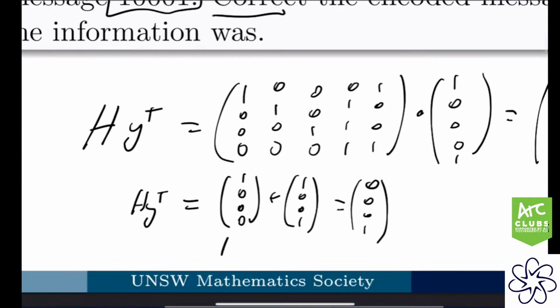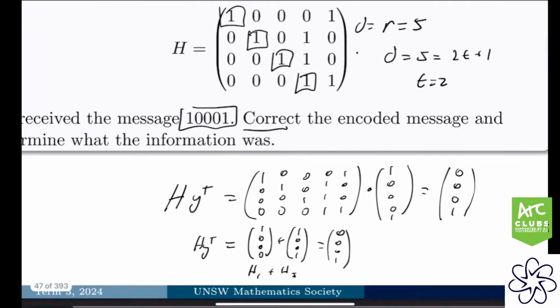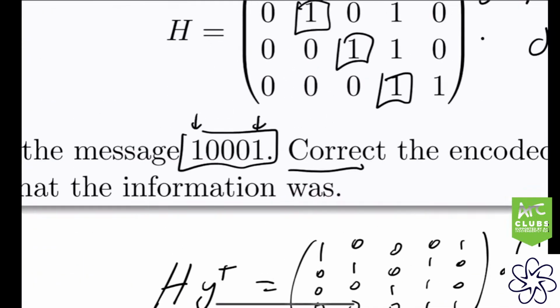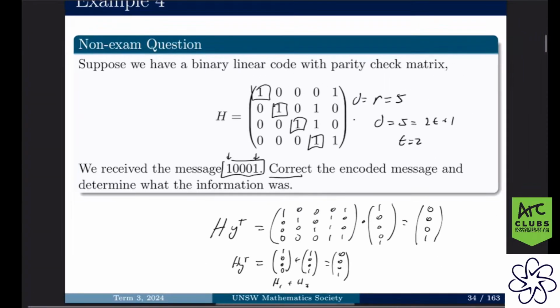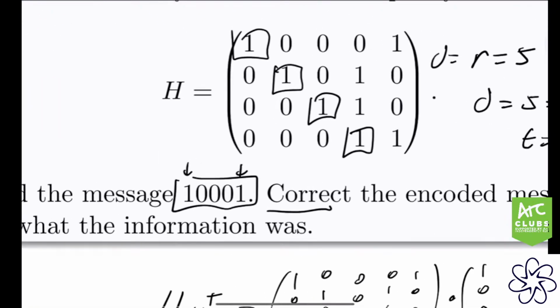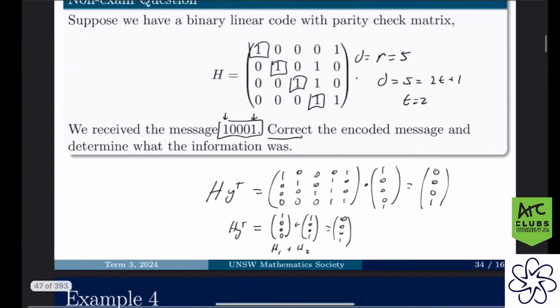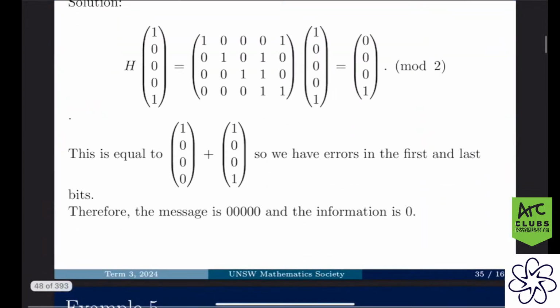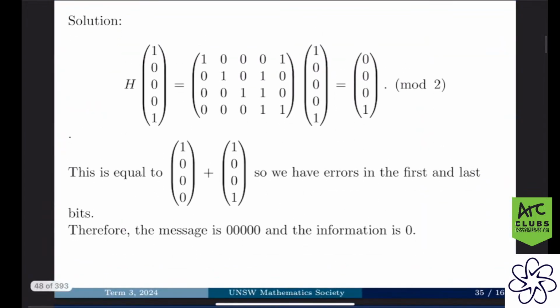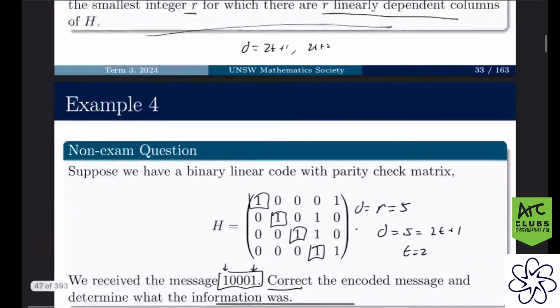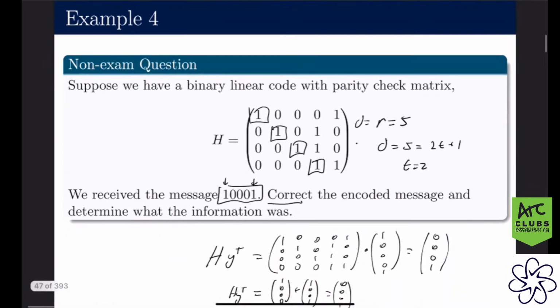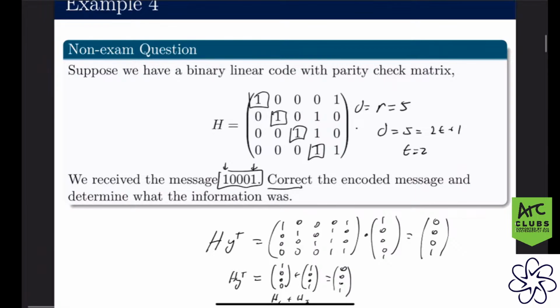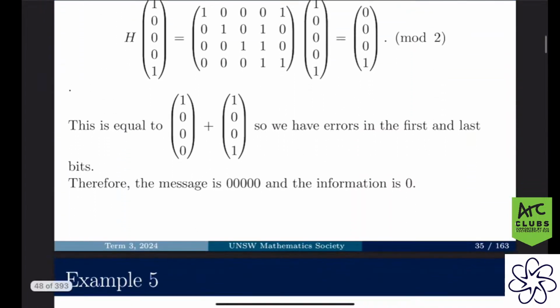And these are going to represent the 2 errors that we can correct, right? So since this was H1 plus H5, we know that the first and fifth bit were actually an error, and we can correct those and retrieve our information. So all of them are 0, and the information is 0. In this case as well, I believe the independent columns are going to represent our check bits. So it's just the last column, 0. That is our message.